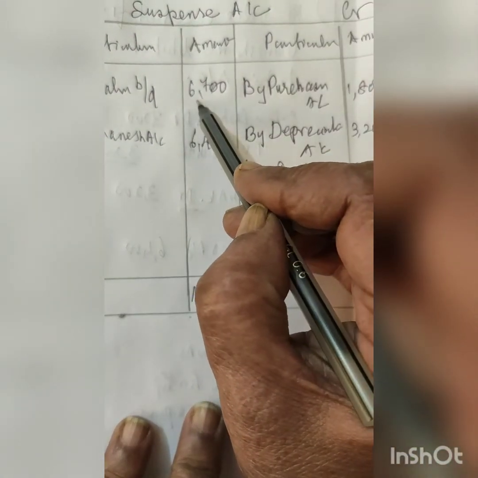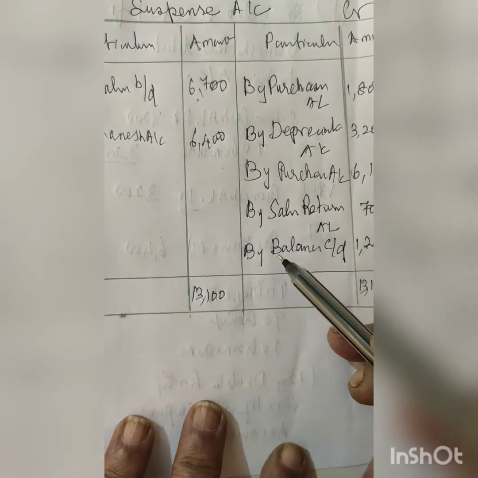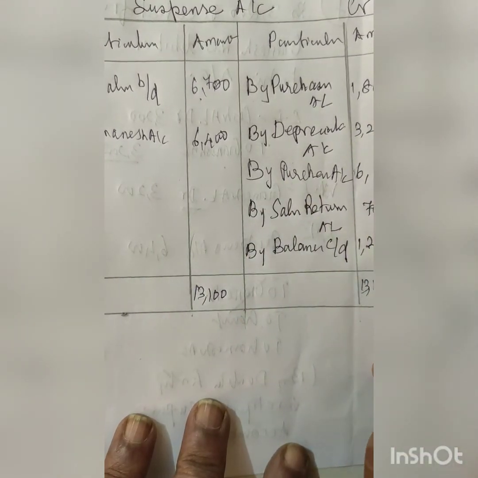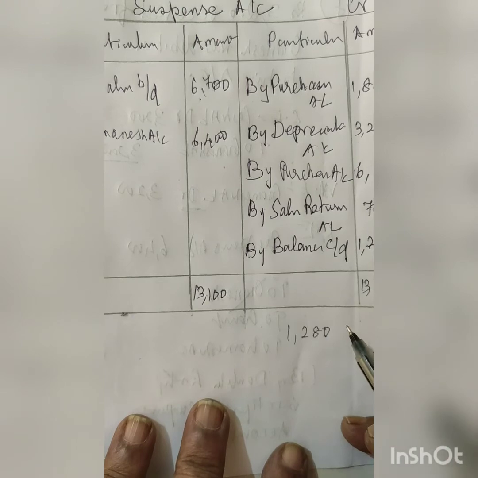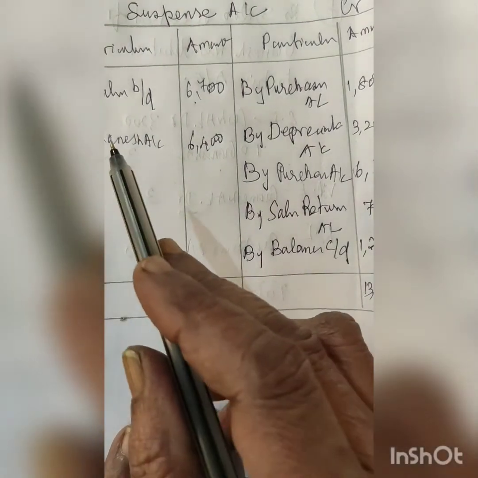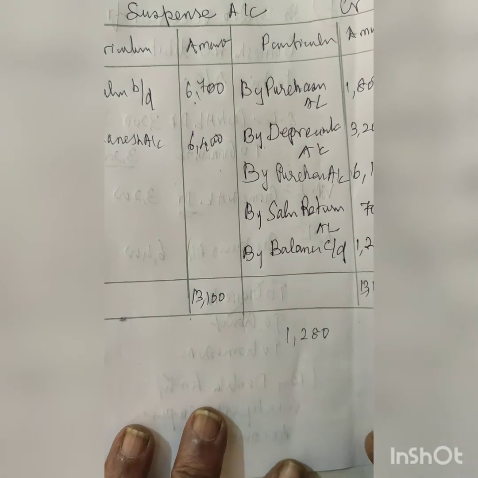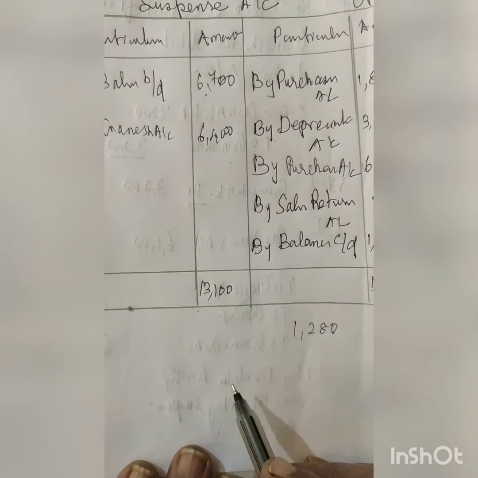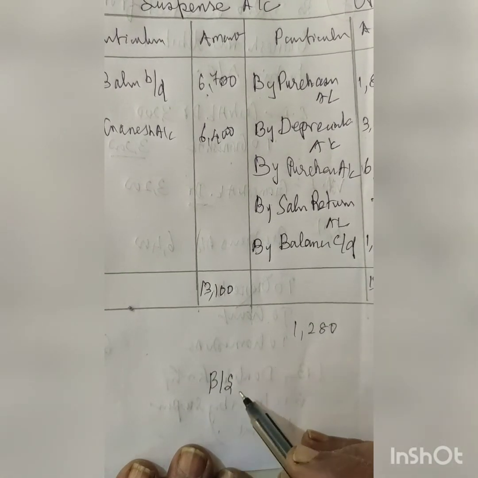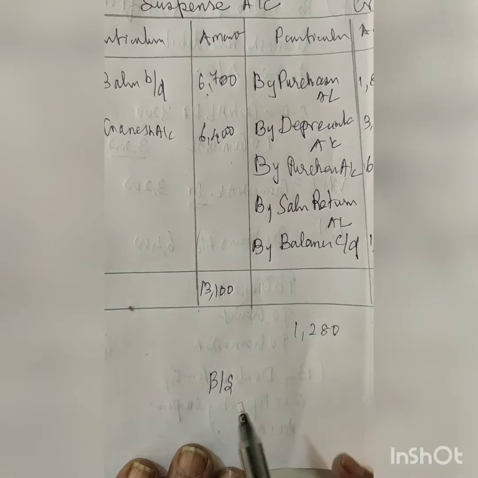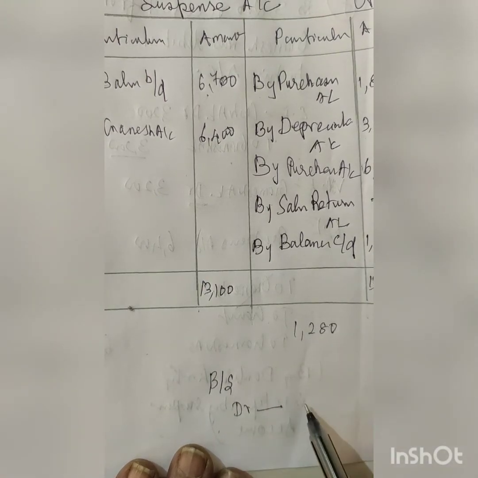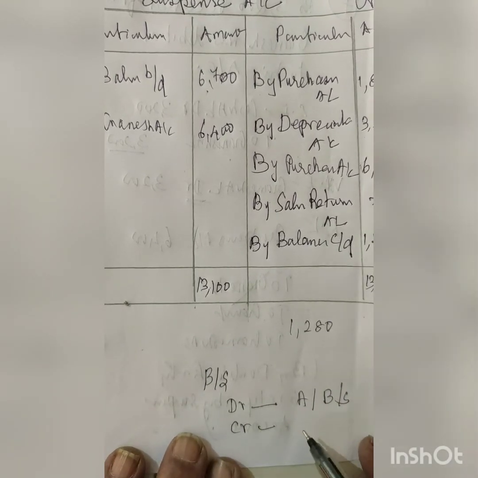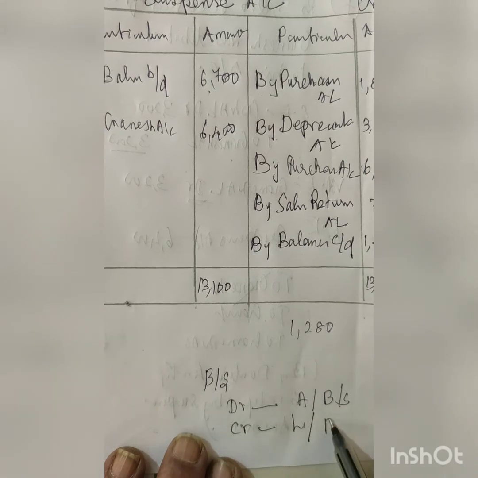Now after preparing the trial balance, we got some difference. The difference is 6,700. After preparing this, the rectification of errors with suspense account, opening suspense account, we are getting the balance of this 1,280. This is the balance brought down from this side only. So the debit side balance will be taken to the asset side of the balance sheet. We are going to prepare, next stage we are going to prepare the balance sheet. The debit side total will be taken to the asset side of the balance sheet, and the credit side total will be taken to the liability side of the balance sheet.